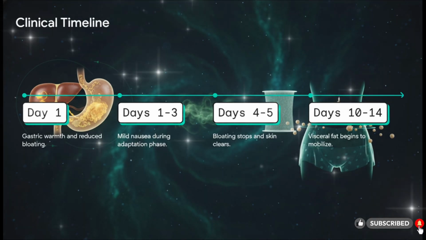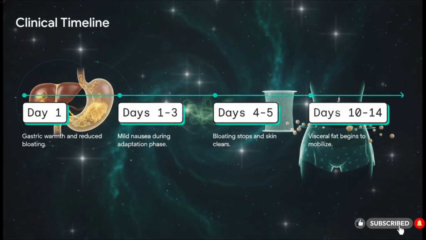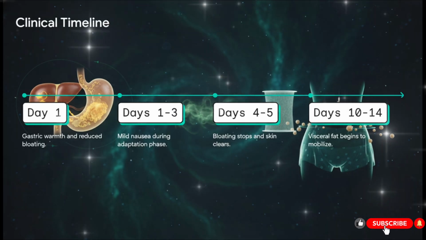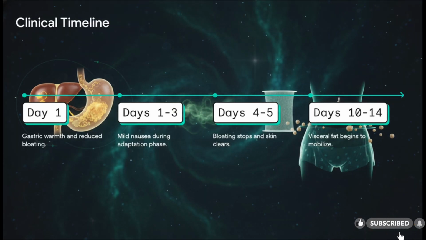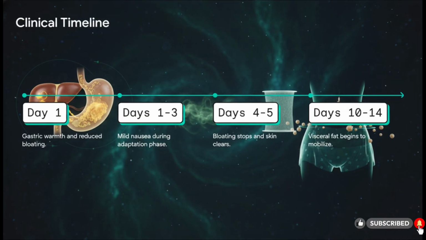Now, days 1 through 3 represent an adaptation phase. Mild nausea is possible, and if it's severe, just reduce the lipid dose by half. But push through, because by days 4 and 5, you'll observe the complete cessation of morning bloating, much better bowel regularity, and even clearer skin as your hepatic filtration improves.